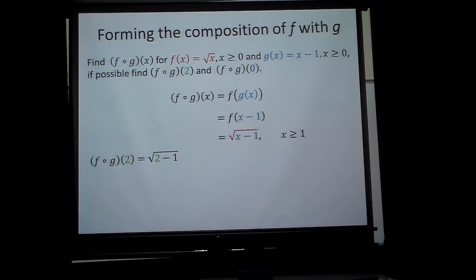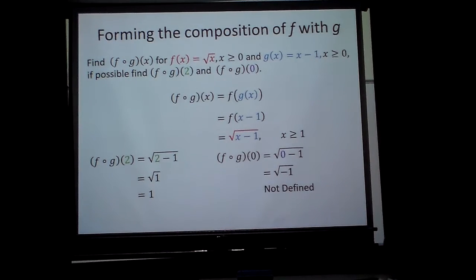So now to evaluate it, f of g of 2, I do 2 minus 1. I can plug it in the equation we got right here, and I get the square root of 1, which is 1. And now I'm going to do the other one. I'm going to plug the g function in this one we just made. 0 minus 1 is negative 1, which is not possible or defined.